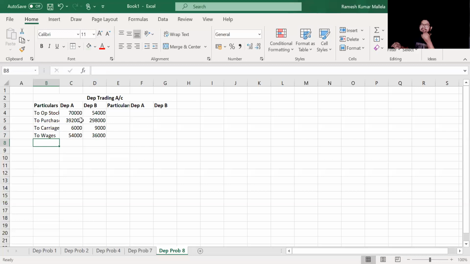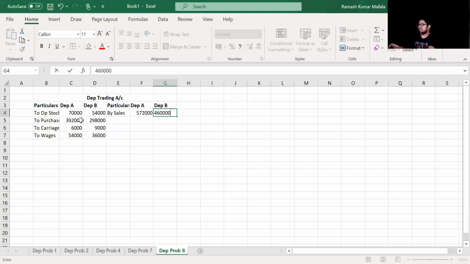And after this, there are some transfers. I'll record them a little later. First, let us go ahead with the credit side, sales are there. By sales, it is given as 5,72,000 and 4,60,000. Okay. I'm actually taking them as net. Okay. Next. There are some transfer of goods. And there are some returns also. Transfer of goods and returns.